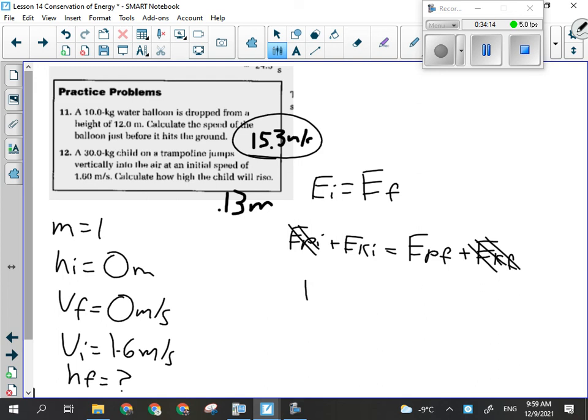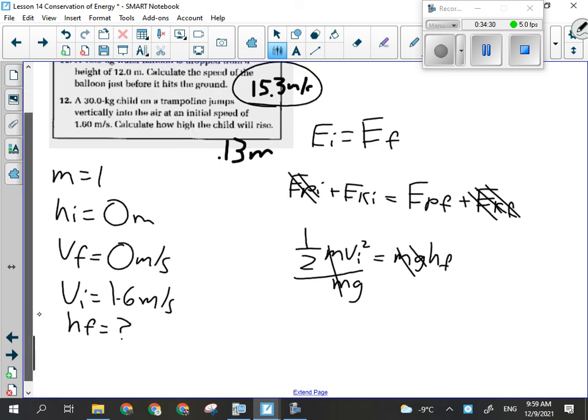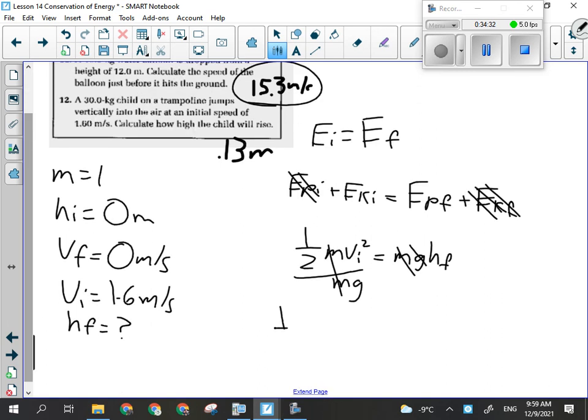So we've got 1/2 mvi squared equals mgh final, and we're looking for hf. So how do I get hf by itself? You divide by m and g. When I do that, the mass cancels, left with hf, and all I have to do is go 1/2 times 1.6 squared divided by 9.81, and I get 0.13 meters.